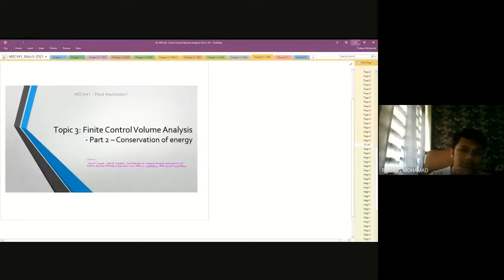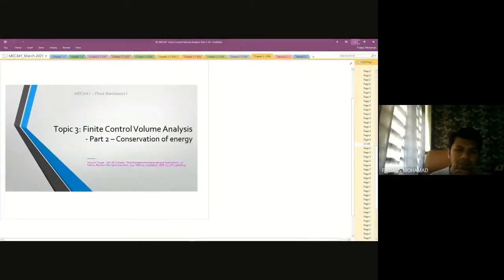And then the last part for finite control volume analysis is related to conservation of energy. Okay, so for the conservation of energy, of course, we need to have that principle. The same goes for conservation of momentum, and similar goes for conservation of mass.